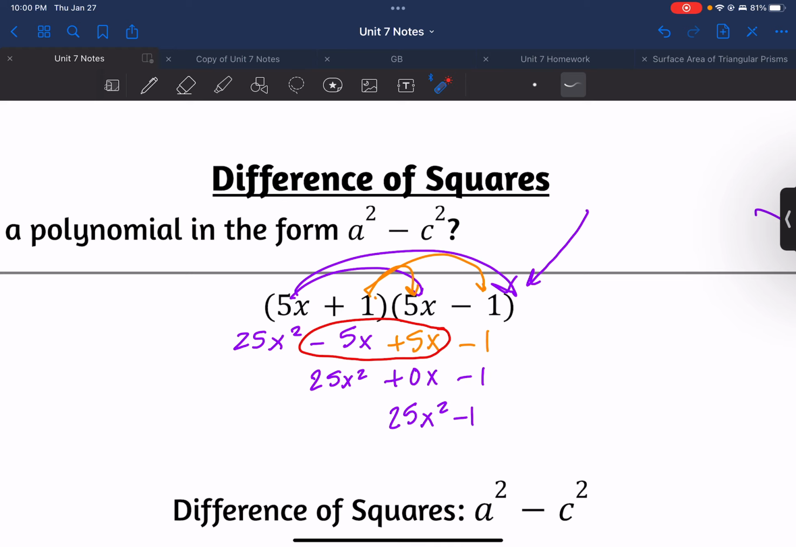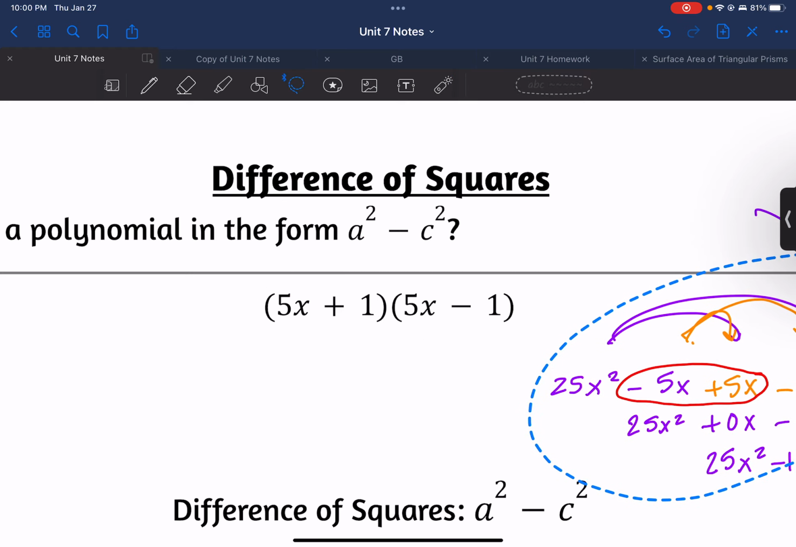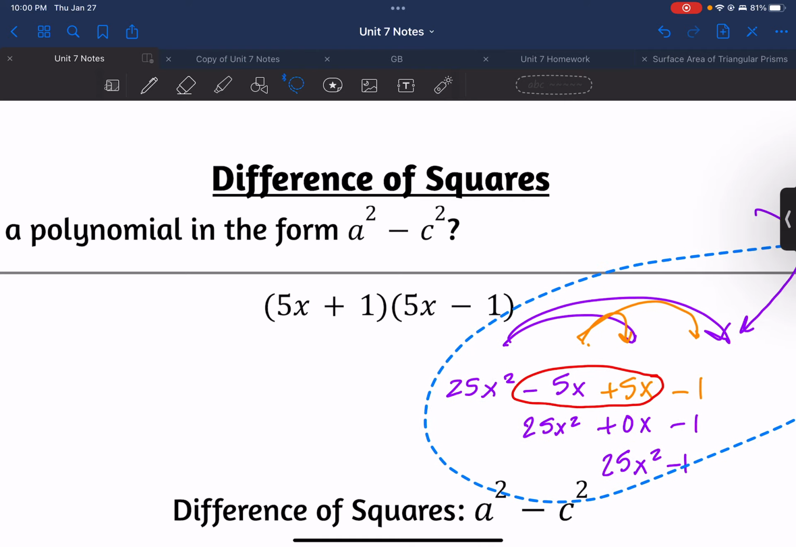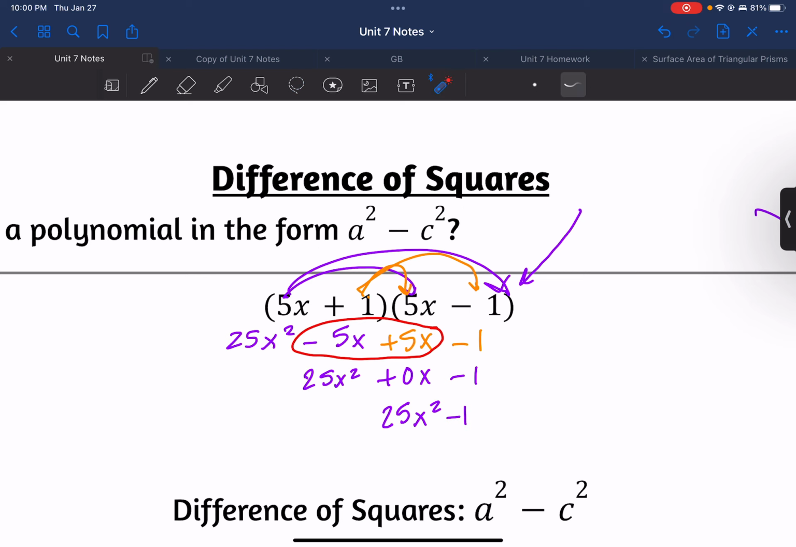So let's take this one for example right here. Let me take this, move it out of the way. So let's say I had 5x plus 1, and then I had 5x minus 1. So it's the same terms with opposite signs in the middle. What actually happened? So remember, when I multiply that, I should get 25x squared minus 5x plus 5x minus 1.